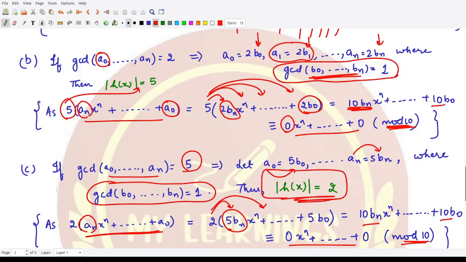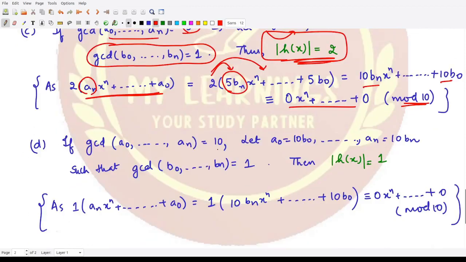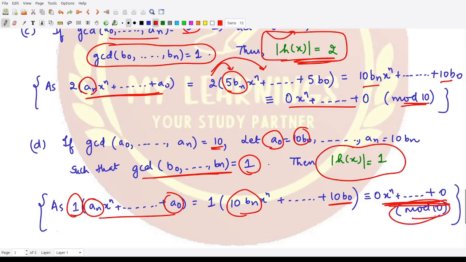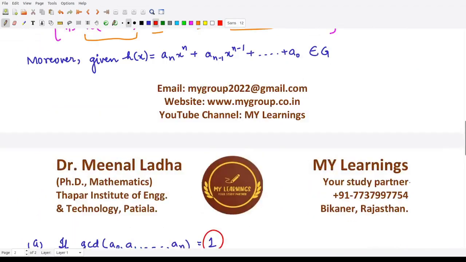And similarly for the last case, when the GCD is 10, you can write each of these coefficients a as 10 into some other coefficient b, such that the GCD of these other coefficients is 1. In that case, the order of the polynomial h(x) is equal to 1. Why? Because when you multiply 1 with this polynomial, in place of these an's you can write the values of bn's, and once you write the values of b's, you obtain the zero polynomial when you take its mod 10. So I hope you understood this question well.